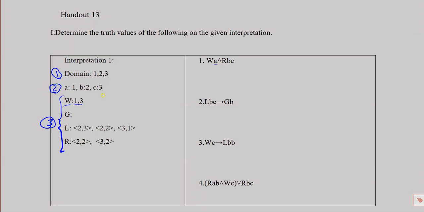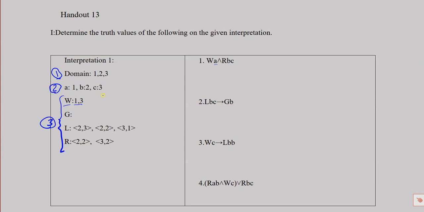G is another one-place predicate, and as you see, there is no extension for G, which basically means that nothing is G. For example, if you think of G as grateful, none of the objects in the domain are grateful. So the extension of G is empty.